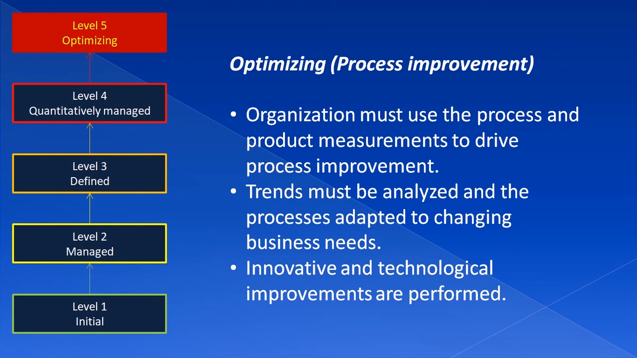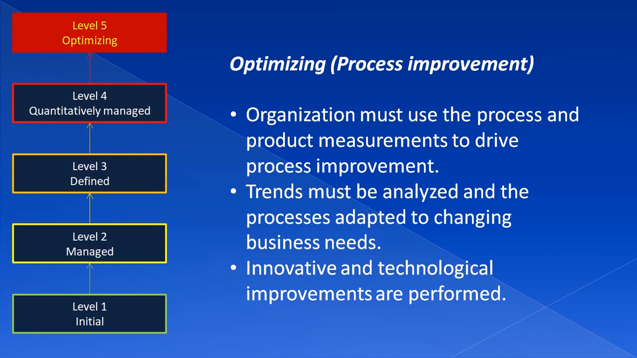Organizations must use process and product measurements to drive process improvement. They are improving their process innovatively. They are making new engineering principles, right? Trends must be analyzed and the process adapted to changing business needs. They change the world; they make the trends. They come up with new technology. These are the companies at the optimizing level, where innovative and technological improvements are performed.